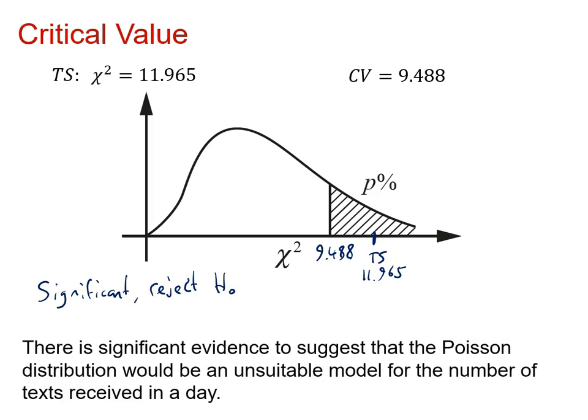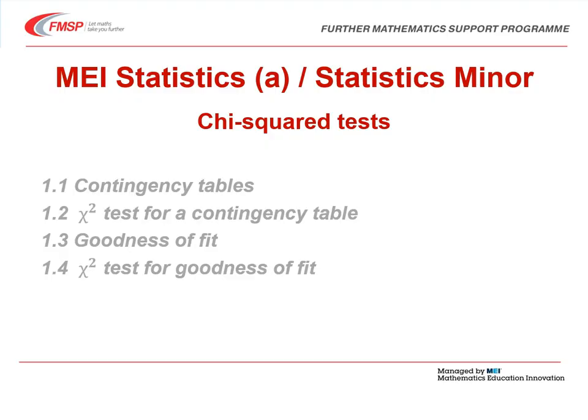So my conclusion: there is significant evidence to suggest that the Poisson distribution will be an unsuitable model for the number of texts received in a day. We still need to mention evidence. It should never be definite in conclusion. So that's the final video on chi-squared tests.